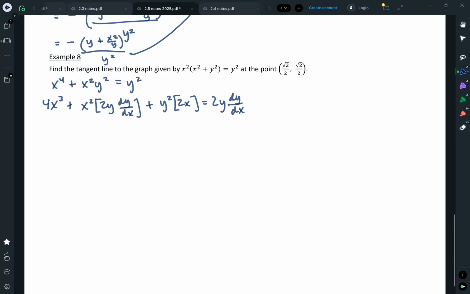Okay, so let's see. What do we need to do next? So now we need to just clean this up a little bit. We want to get dy dx on one side, everything that doesn't have it on the other, but first I want to clean it up. So 4x cubed plus 2x squared y dy dx.